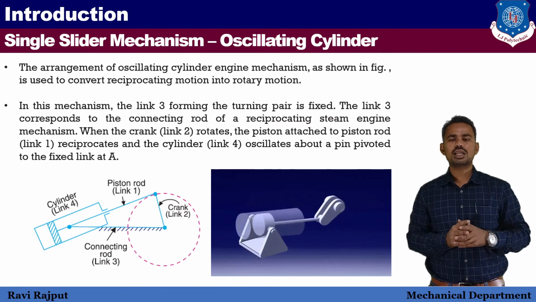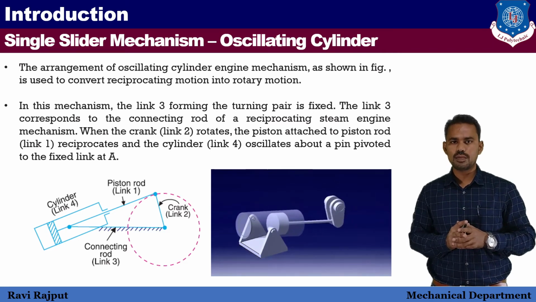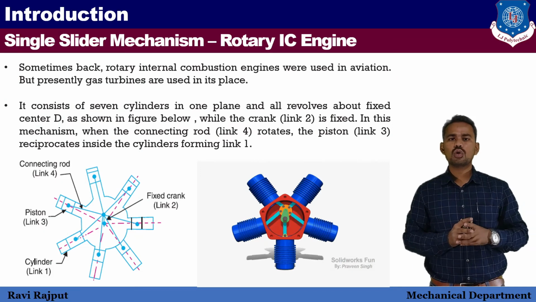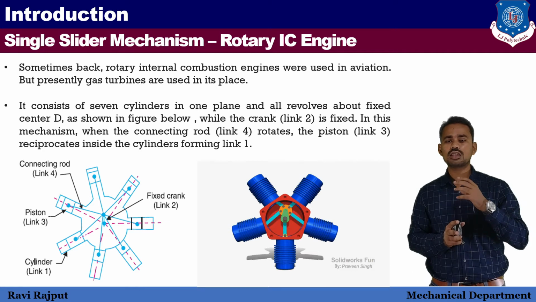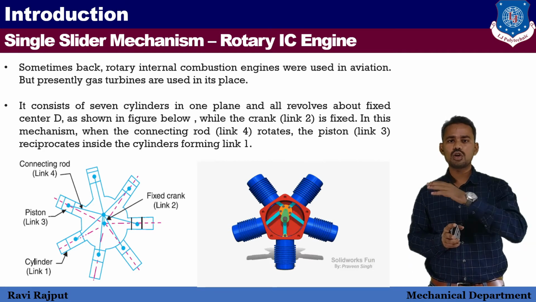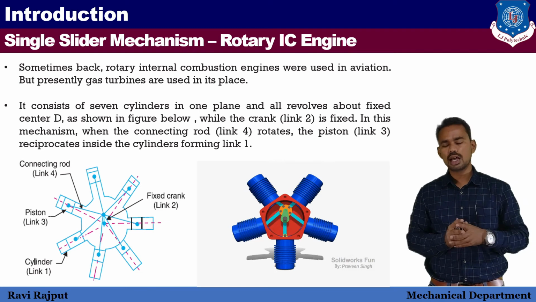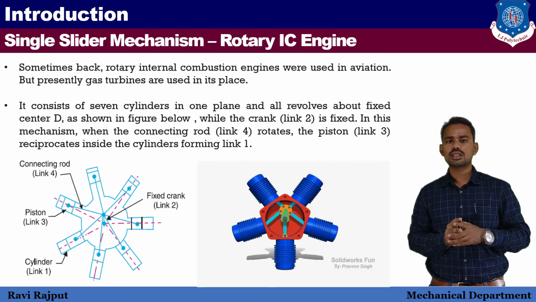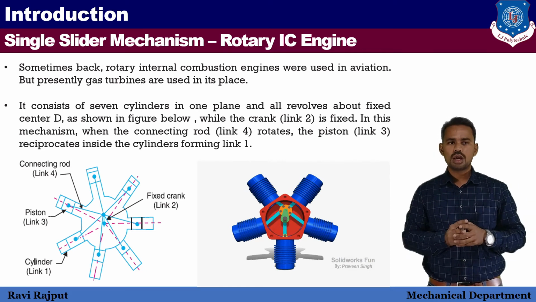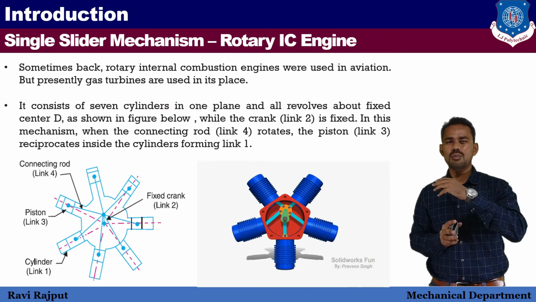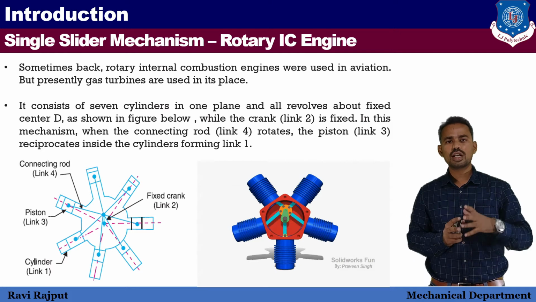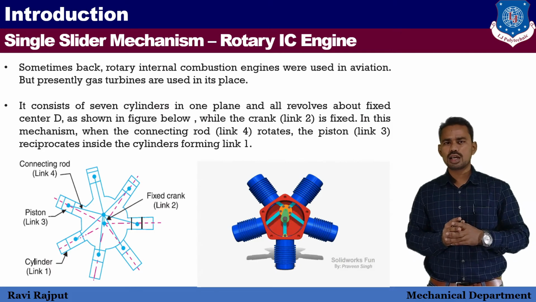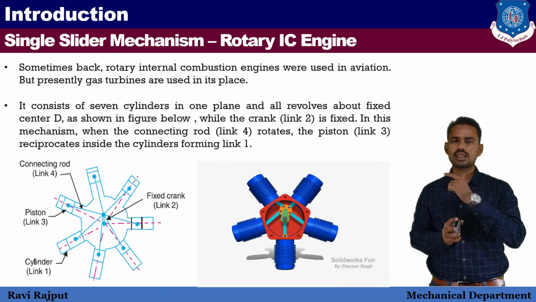So let's see the next inversion of the single slider crank mechanism. It is the rotary IC engine, because we had already studied that this mechanism is used for converting rotating motion into reciprocating motion or vice versa. So here we are completely converting this reciprocating motion into rotary motion, because previously in aviation, in helicopters and planes, rotating elements were used, and this rotation was created by this mechanism only.